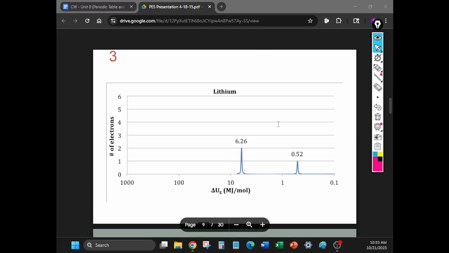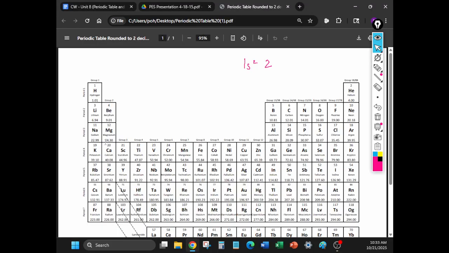Let's go to lithium next. The electron configuration for lithium is 1s2, 2p... wait, not 2p. So if we look at the periodic table, lithium, and you guys should have your periodic tables out, by the way. 2s. Yeah, it's 2s, and it's going to be 1. Good. All right, so make sure you have your periodic tables out. That way it's easy to look at.